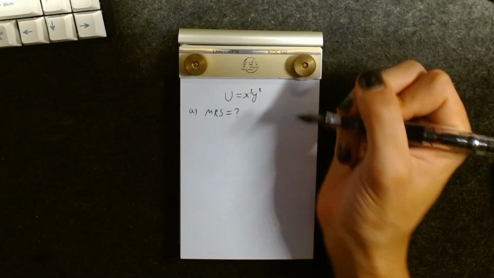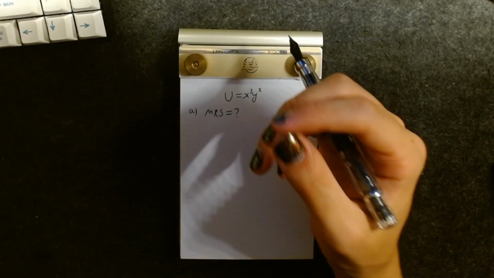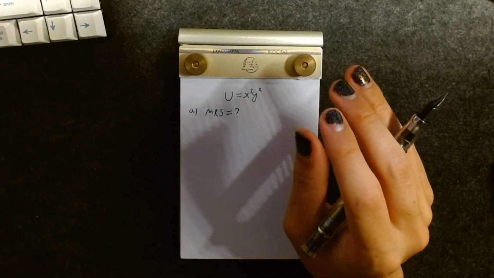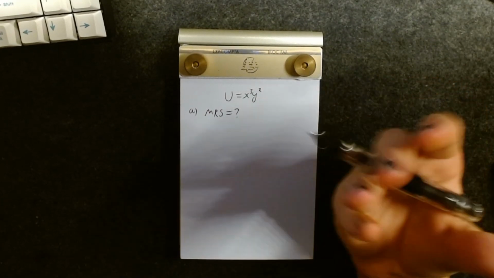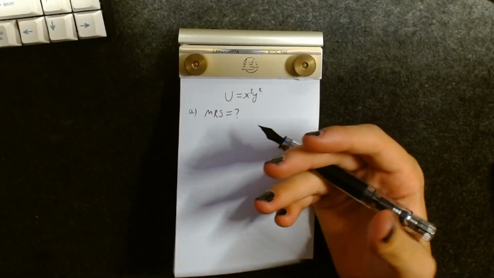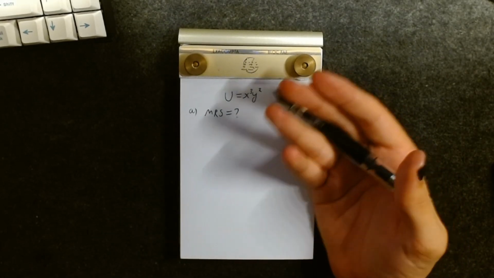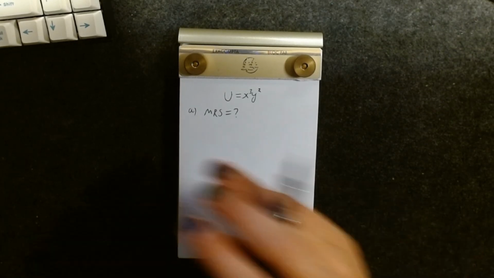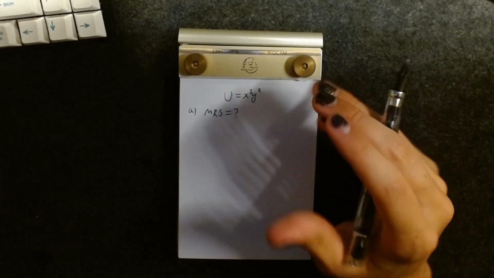Now, the MRS is not like a single value, okay? It's not like 1 or -2 or anything like that. It is the gradient of the indifference function, and because that gradient is always changing, it's an MRS function, not an MRS value per se. It does say marginal rate of substitution, but that's why we're talking about rate, okay? We're not talking about value, we're talking about how it's changing.